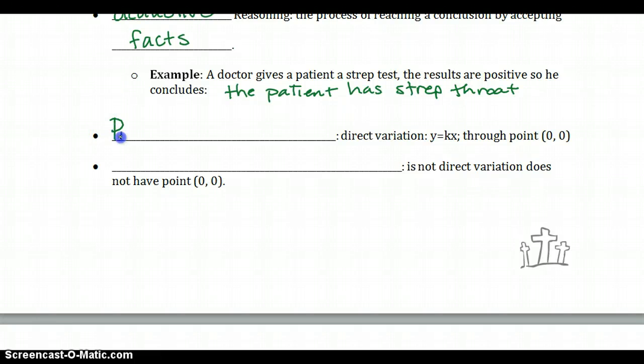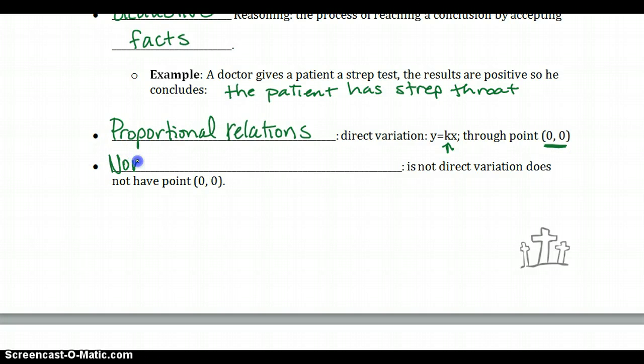All right, proportional relations. Direct variation, y equals kx, and it always passes through 0, 0. y is directly proportional, that constant rate of change. It's directly proportional to x. That's where it varies directly, is directly proportional. That's when it passes through 0, 0.